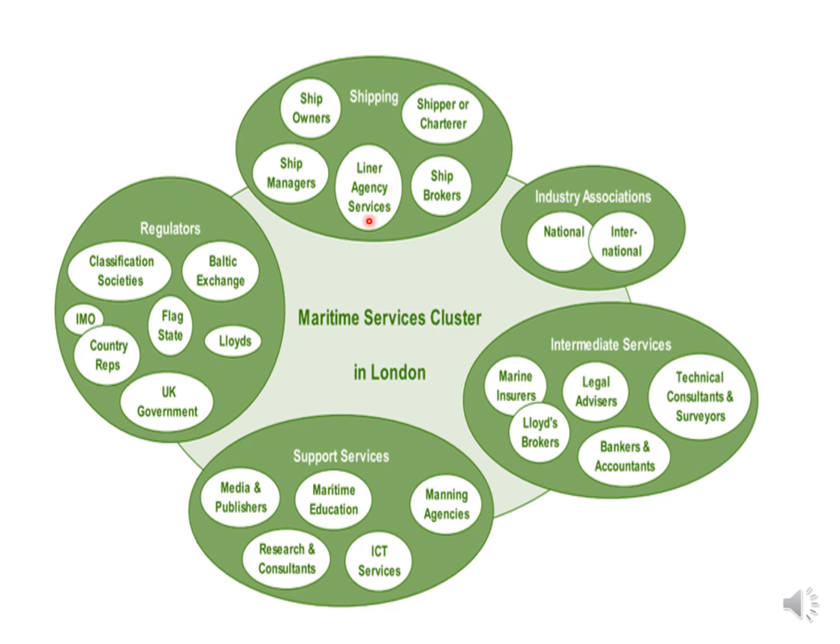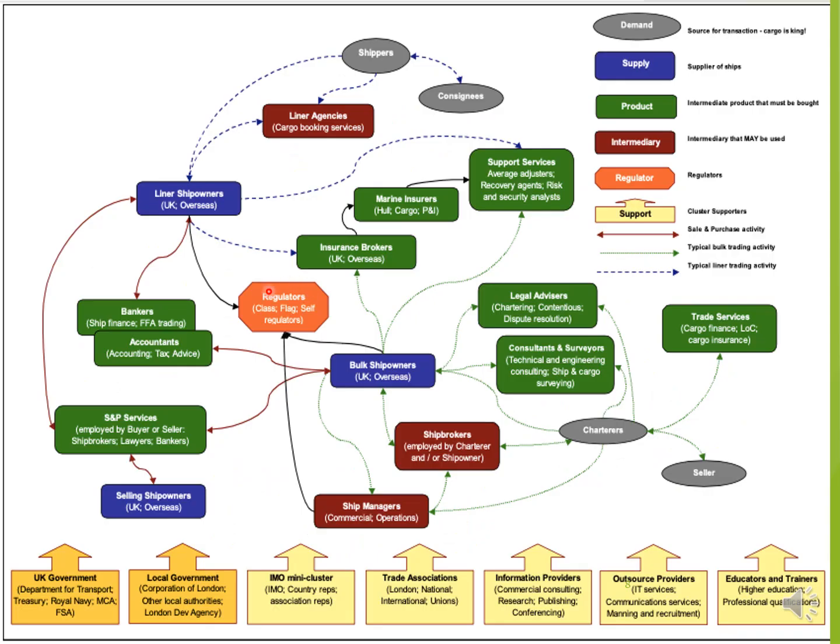It includes shipping, with UK shipping companies and industry associations, national and international. Intermediate services include legal, insurance, banking, and finance. Also support services, including the media, newspapers, maritime education, and agencies, and ICT services, and the regulators, for example the exchange, Lloyd's, and the classification societies. Okay, here is another slide showing the relationships between the UK government and different associations, the so-called stakeholders, that set up this kind of maritime cluster relationship.